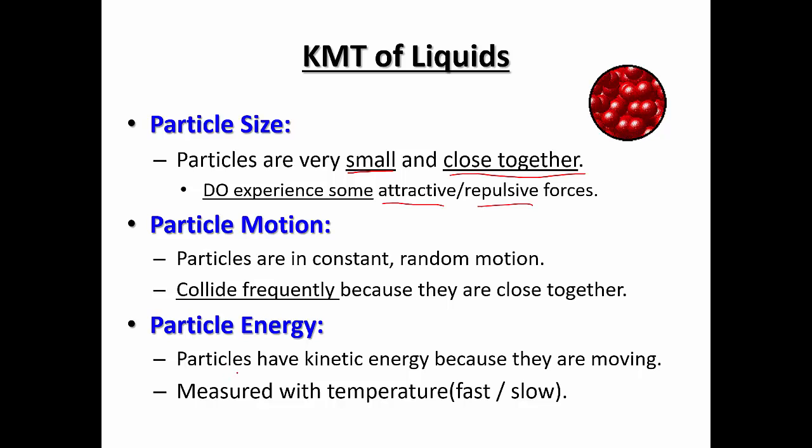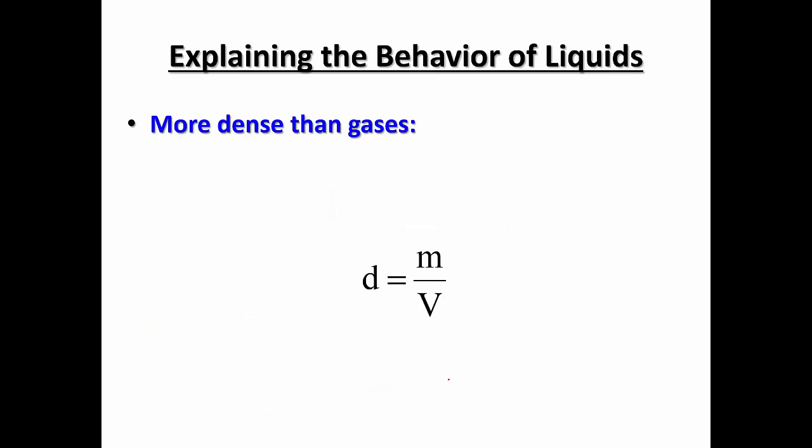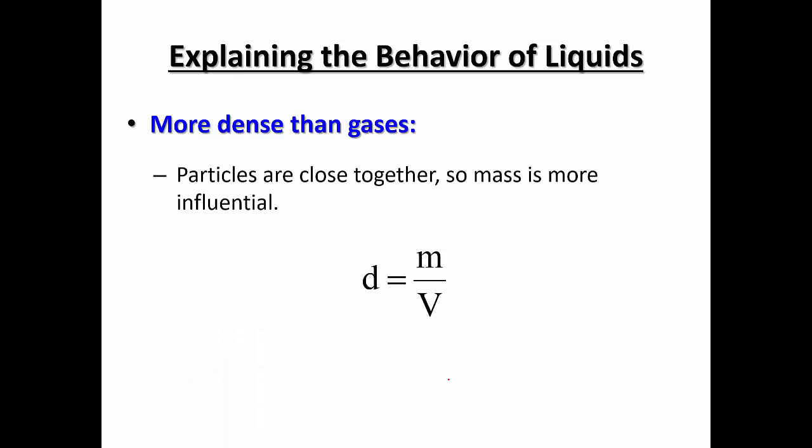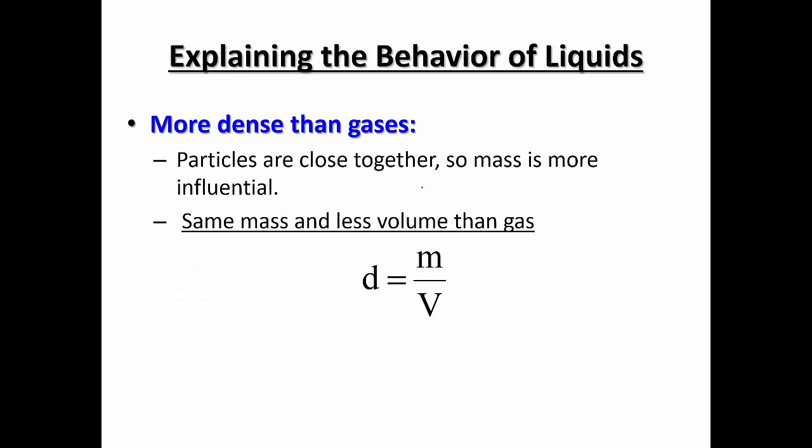Now remember, from particle energy, particles have kinetic energy because they are moving. We measure that with temperature. The faster they're moving, the higher the temperature. The slower they're moving, the lower that temperature. So that's going to affect our next part, the intermolecular forces. Behaviors of those fluids: remember, they're more dense than gases. Particles are close together, so mass is more influential. They have the same mass, but less volume. If they've got less volume, that increases the density. Liquids are more dense than gases are.